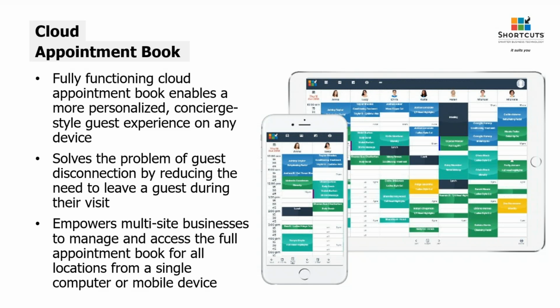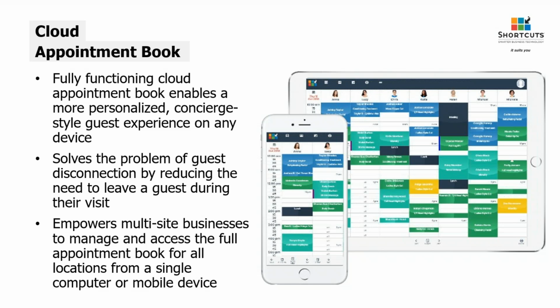So a fully functioning cloud appointment book enables a more personalized concierge style guest experience, because you can have that device with you at the chair where you can rebook their next appointment, be looking up their haircut notes, and any upsells that you add on to the sale, you can add that at the chair with the customer, and we'll talk about the upsells in just a moment. So it solves that problem of guest disconnection by reducing the need to leave a guest during their visit.